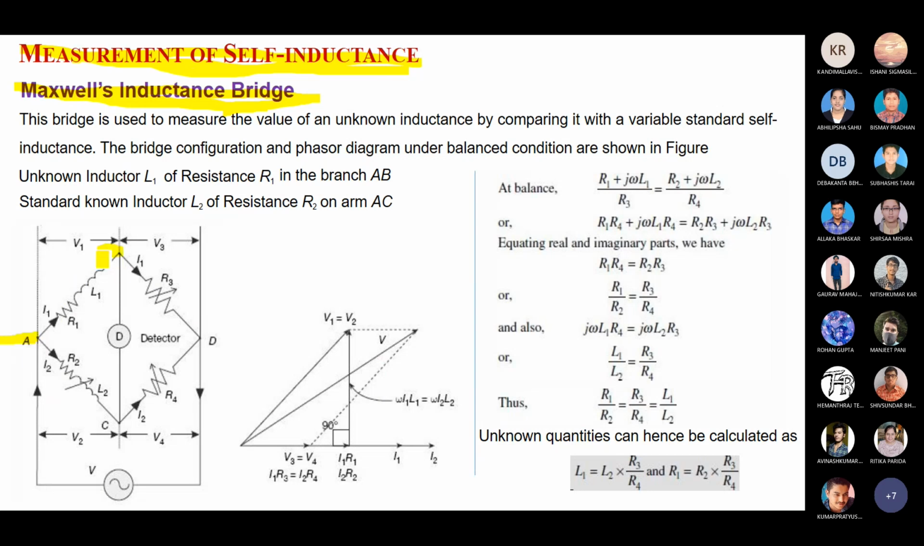Okay, AB, then BD, another one is AC, another one is CD. Okay, so there is some unknown inductance. So L1 is your unknown inductance. You have to calculate that unknown inductance L1. And what is your R1? R1 is the impurities, meaning sometimes the inductance has some internal resistance. That is called impurities. So that impurities you have to calculate.